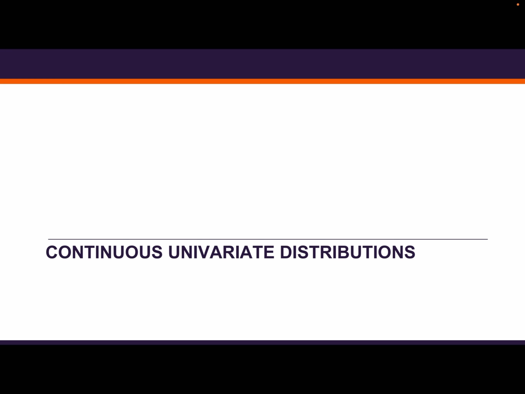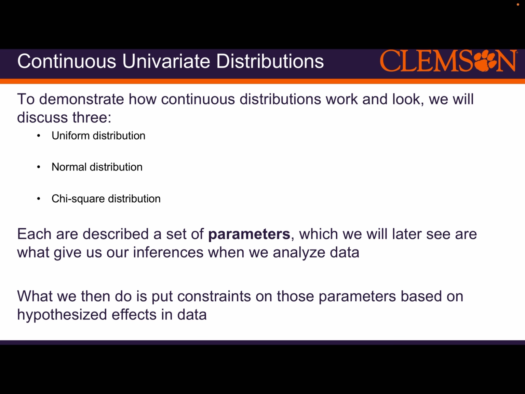Now let's talk about continuous univariate distributions. Continuous univariate distributions are distributions where the sample space or support is somehow a continuum. And we're going to talk about how these distributions work and look when we plot them. I am going to give you 3 distributions to talk about today. The uniform distribution, a normal distribution, that's like the bell curve, and something called a chi-square distribution. And you may have heard chi-square before from statistics. That is definitely not a coincidence. Anyway, each of these are going to be described by a set of parameters.